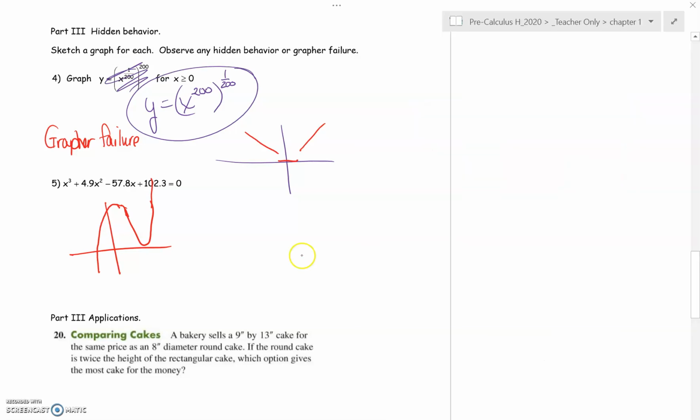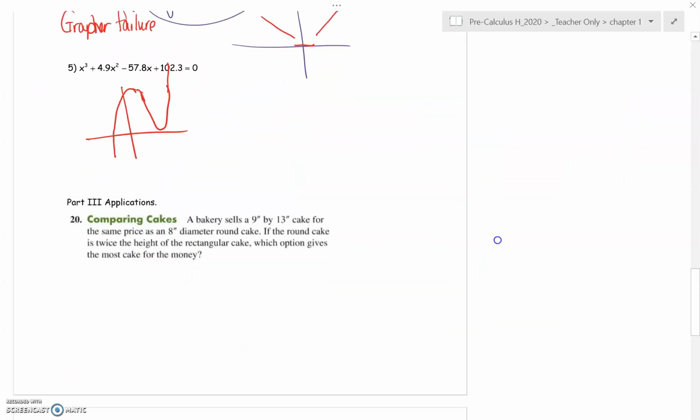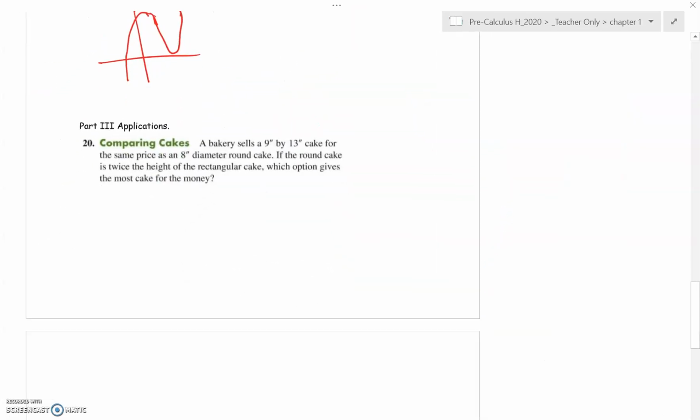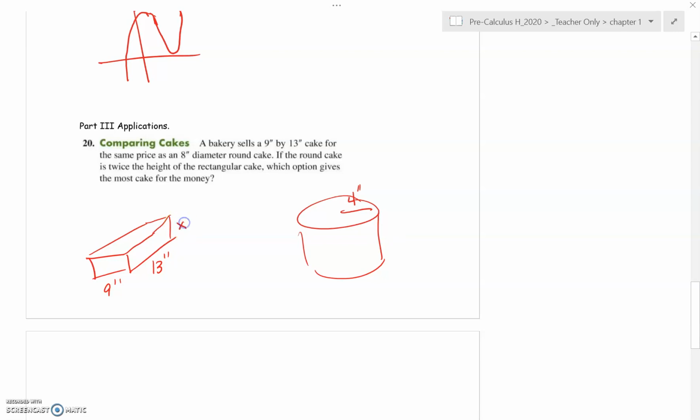Okay, here's the next thing we're going to do, my friends. I would like to do one more word problem. We're going to compare cakes. We have to figure out what would happen if you're comparing a rectangular cake to a round cake. It says 8-inch diameter, so that means 4 inches would be the radius. And it says the round cake is twice the height. We want to find out which has more cake for the money.